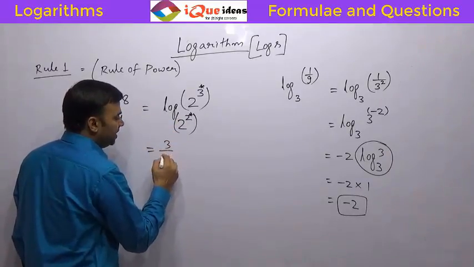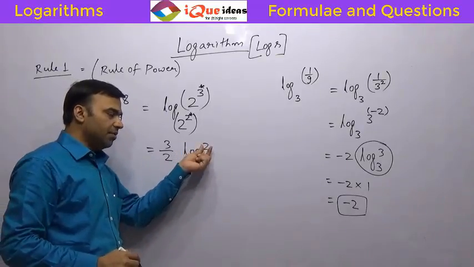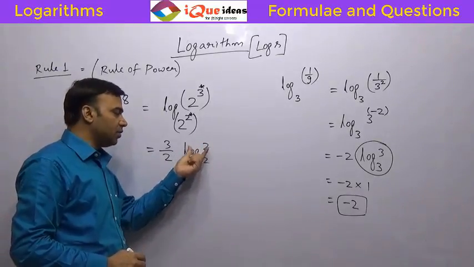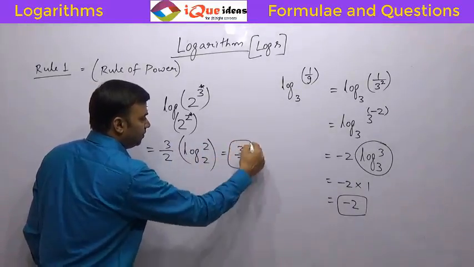So we will have 3 by 2 log 2 to the base 2. Now what is log 2 to the base 2? Any number to itself is the power 1. So log 2 to the base 2 is 1. So this whole thing is 1. So the final answer is just 3 by 2.